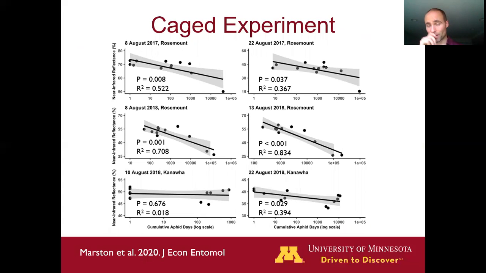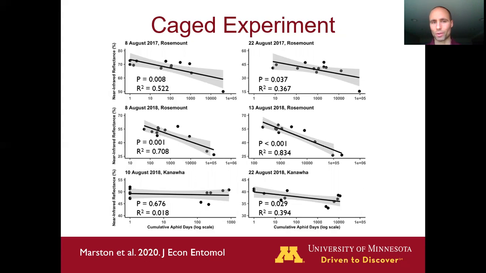And much like the previous research, we were able to again document that soybean aphid had an impact on reflectance of the soybean canopy. In this case, on the side of the graphs, we've got the measure of reflectance in the near infrared. In the top 2 graphs, which are from Rosemont in 2017, and the middle 2 graphs from Rosemont in 2018, we see that as the soybean aphid pressure, cumulative aphid days, increased, the reflectance measured in the near infrared decreased.